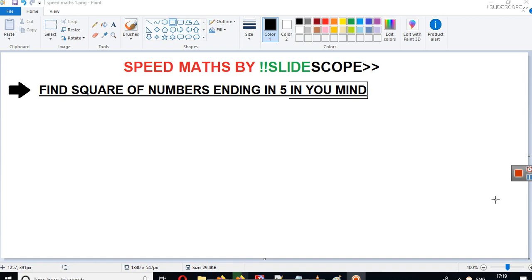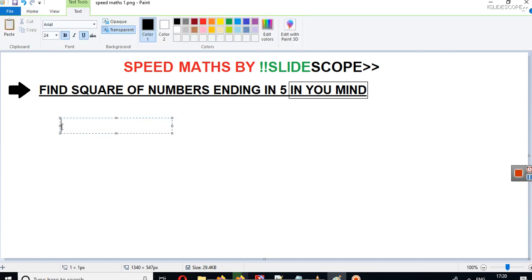In this chapter, you will learn how to find a square of numbers ending in 5 in your mind, so you don't have to use pen and paper. Obviously, in order to explain, I have to write something here, but you can calculate these things in your mind. The only thing you must remember is that the square of 5 is 25.